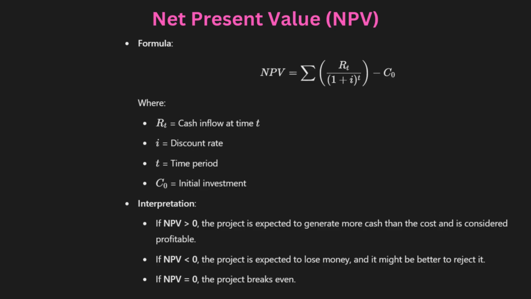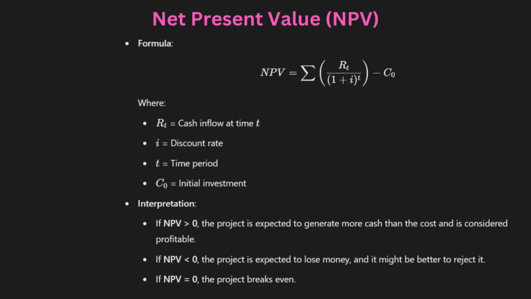So now NPV, net present value. NPV is a financial metric used to evaluate the profitability of an investment or project by calculating the difference between the present value of the cash inflows and outflows over time. So NPV helps to determine whether a project will generate more value than the cost of the initial investment, considering the time value of money. Okay. So on the screen you can see the formulas and the interpretations.